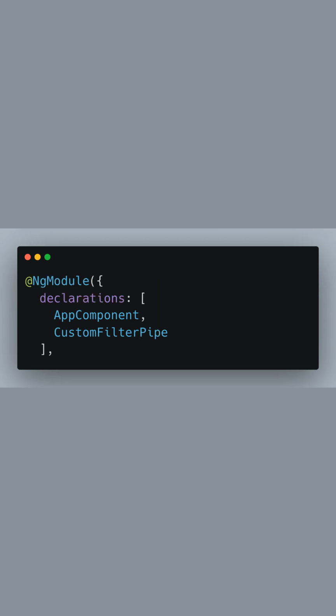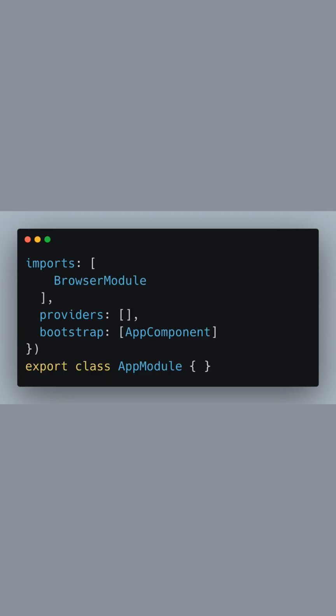In the NgModule decorator, we update the declarations array to include both AppComponent and CustomFilterPipe. This makes our new pipe available to all components within this module. Finally, we complete the module definition by adding BrowserModule to imports, leaving the providers array empty as we do not need any additional services, and bootstrapping our root component, AppComponent. We then export AppModule, which is now ready to be used in our application.